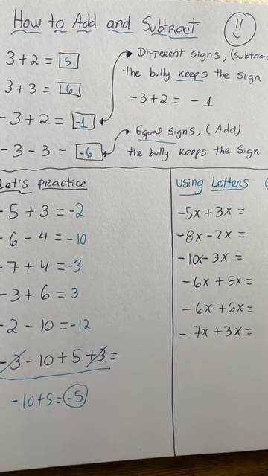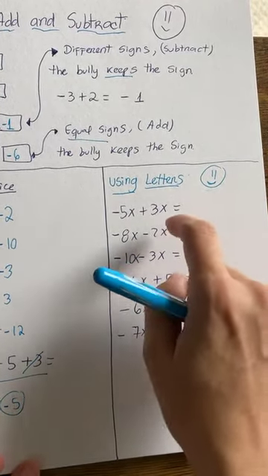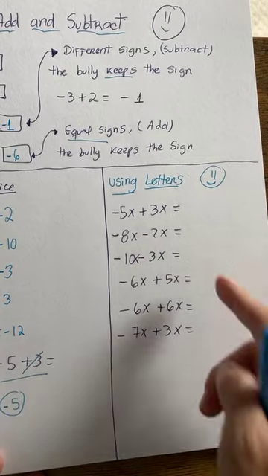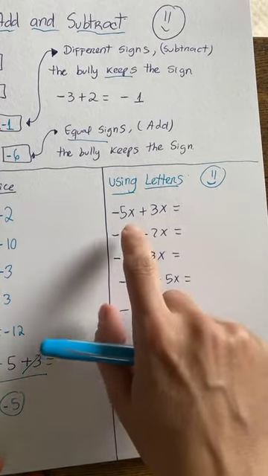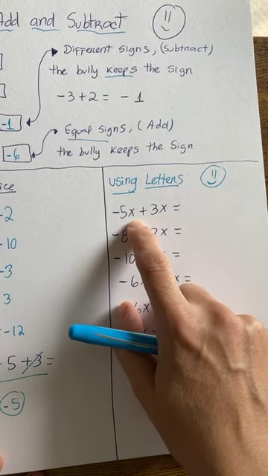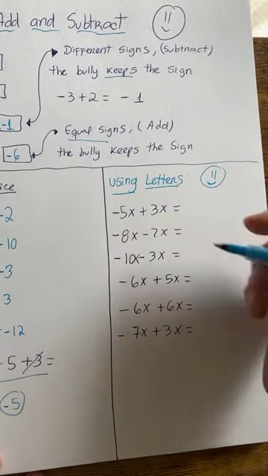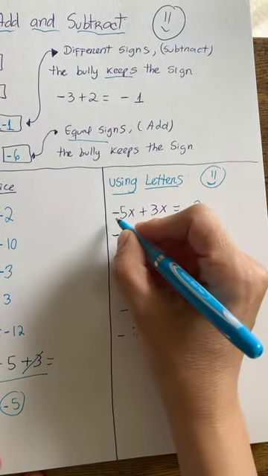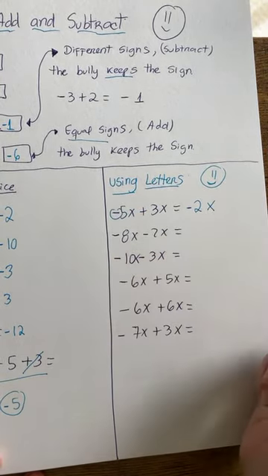Now let's do it with letters. Look at this. Is it different? No. And this is what we need to understand about pre-algebra. Once you understand this, your life is going to be much easier. So negative 5x plus 3x, are they equal or different signs? They're different signs. So 5 and 3, you subtract, is going to be 2. And who's the bully? It's this guy right here. So this is negative 2x.